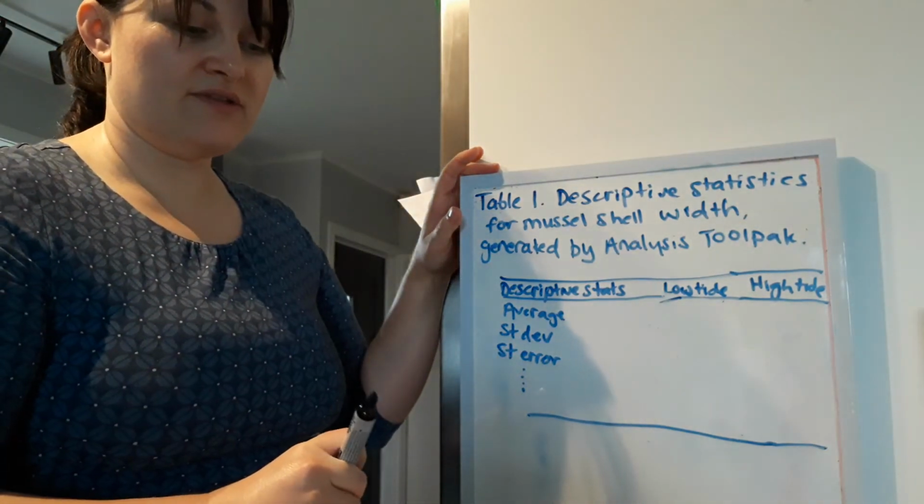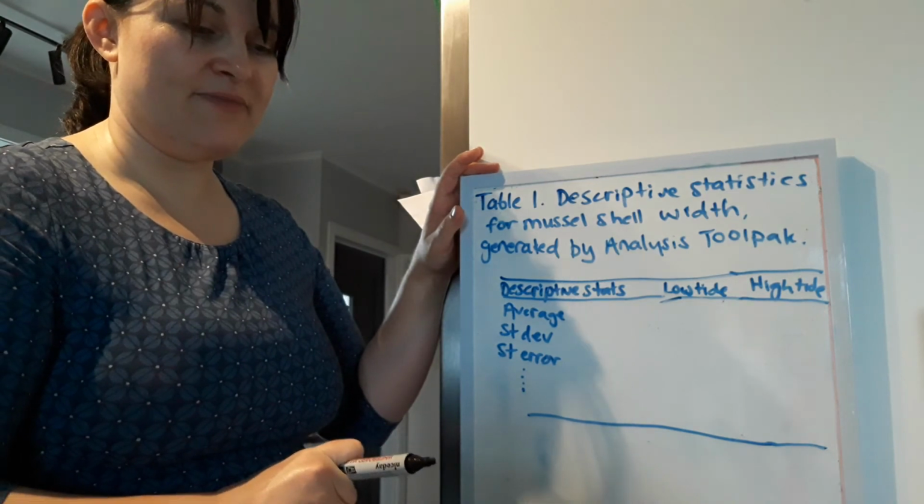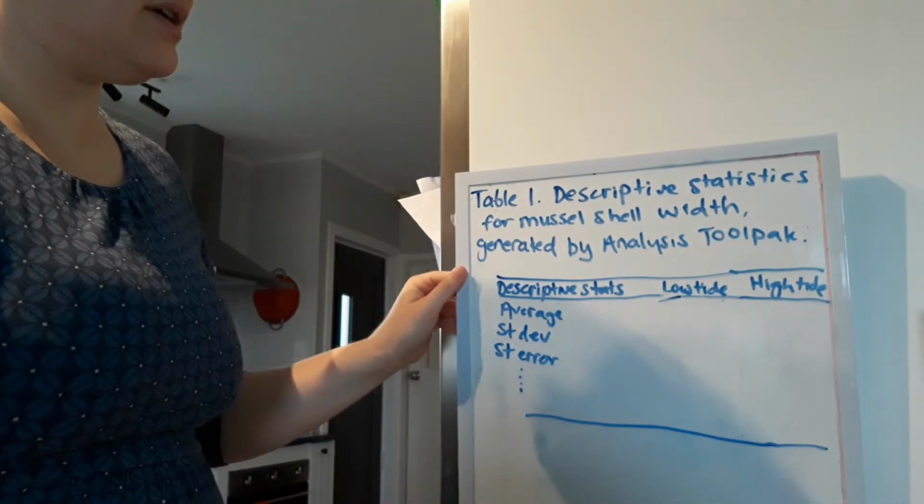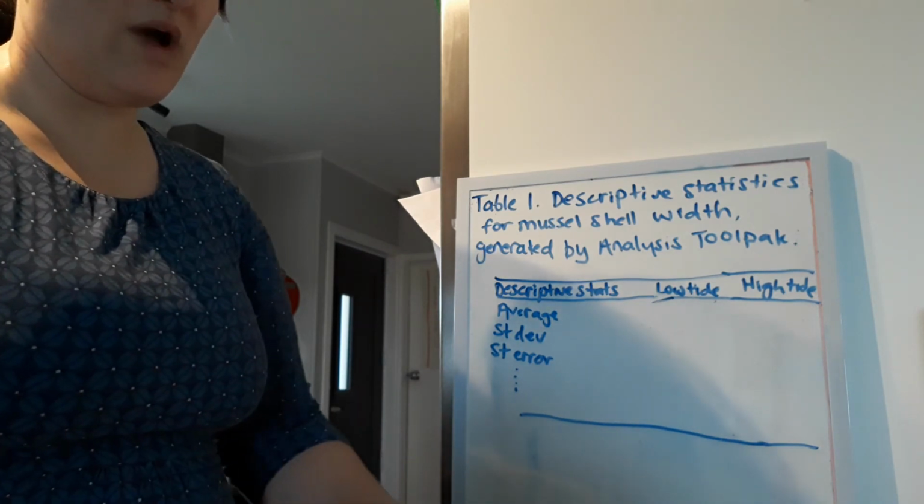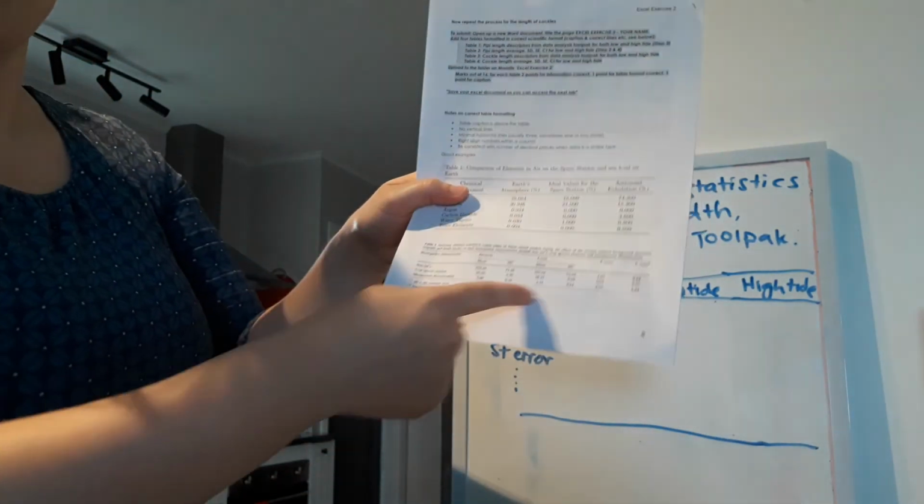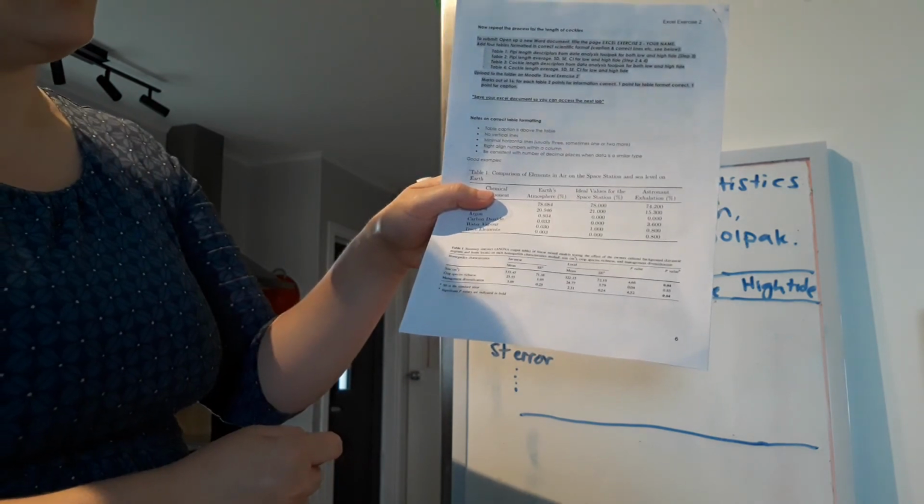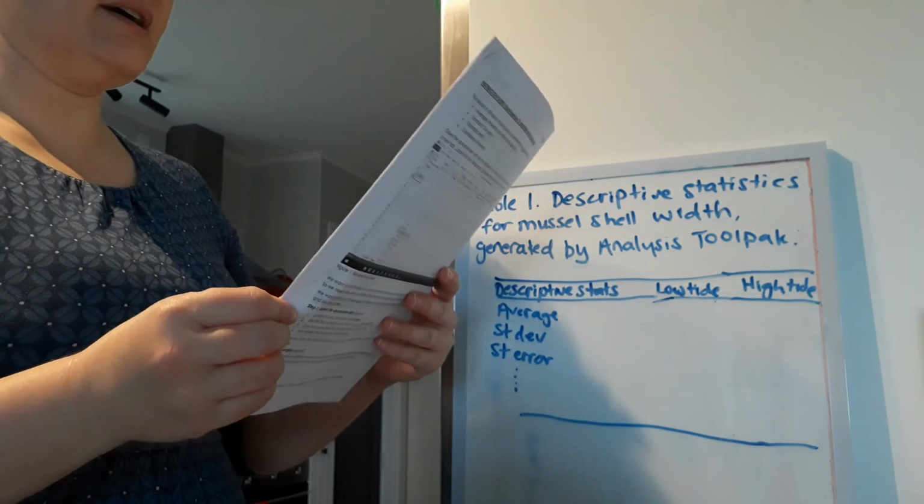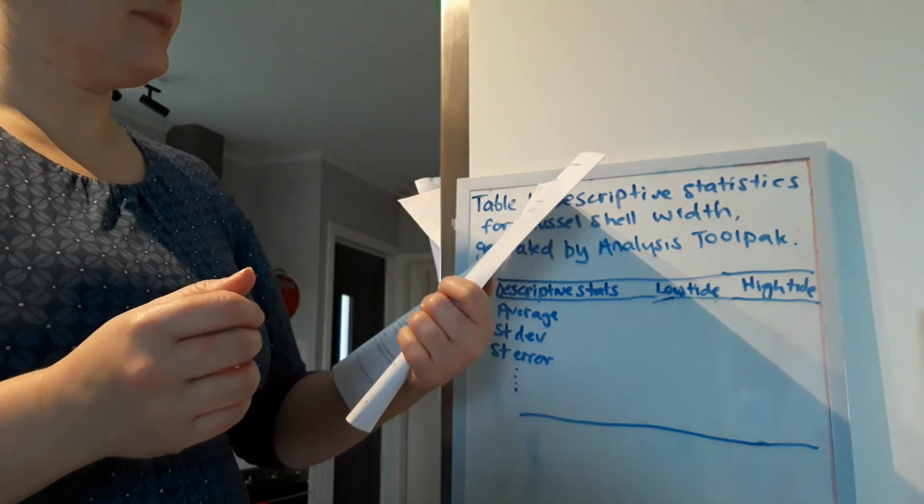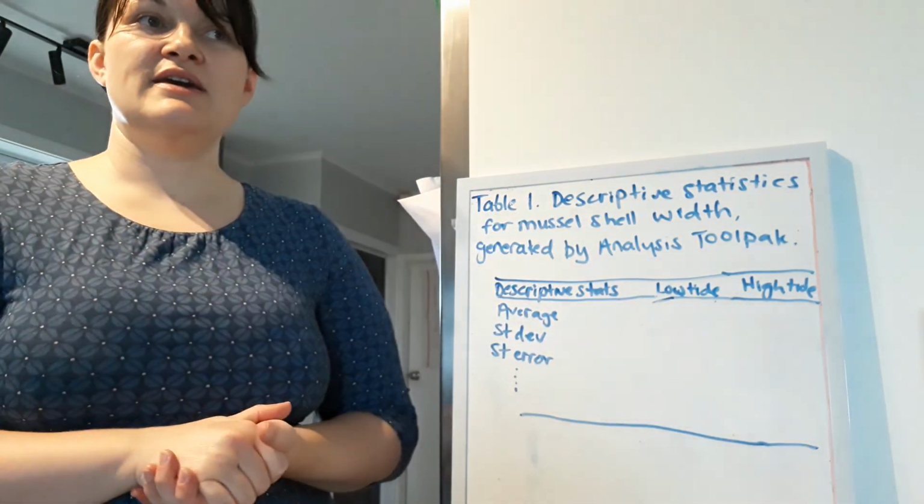Okay, so I think those are the main points there. There are some examples in your Excel exercise instructions of well-formatted tables. Some examples here at the end of the instructions, so have a look at them. Make sure you're following the guidelines. And yeah, good luck with your assessment.